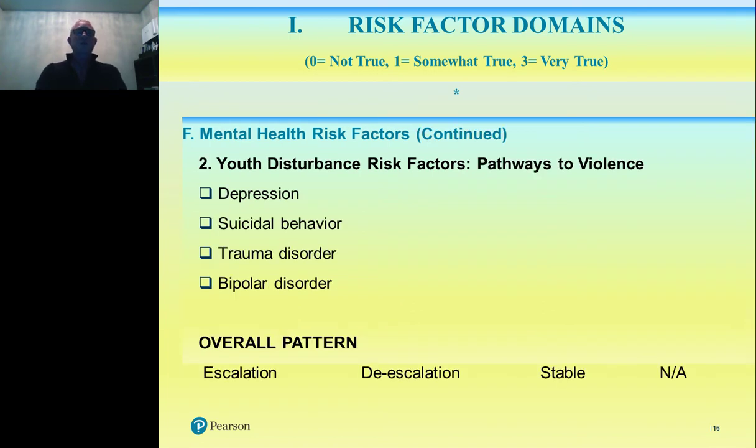And then still under domain one, we have mental health risk factors continued, as these pathways of depression, suicidal ideation, and trauma, particularly complex trauma, where children have been exposed to highly unstable environments, chronically invalidating environments.